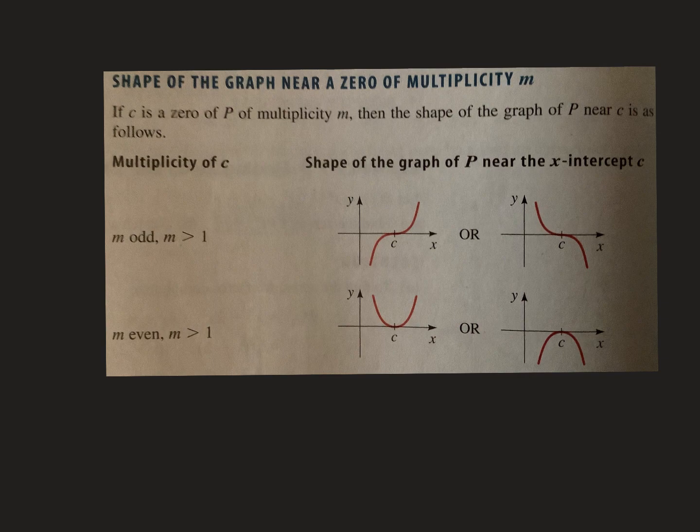And sure enough, here's what happens. The shape of a graph near zero with multiplicity m. If the multiplicity is odd, if the exponent is odd in the parentheses, basically the graph just passes right through c. It just passes right through. But if the multiplicity is even, meaning the exponent is 2 or 4 or 6 or 8, the graph bounces. That's why a parabola bounces sometimes off the x-axis, because it's an even exponent.